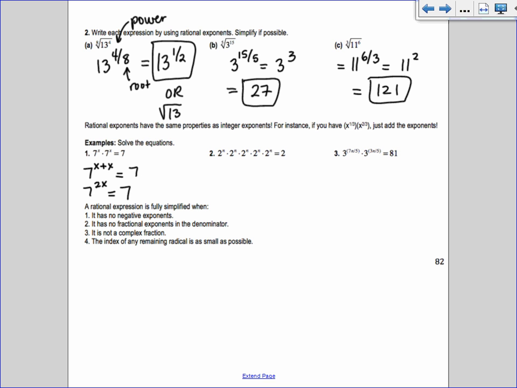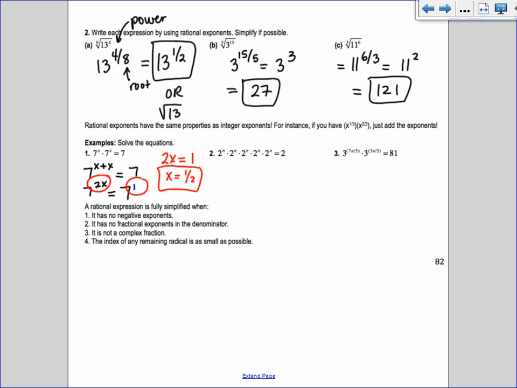What's really going to help us on these problems is if I write the right side as 7 to the 1st power. So I have 7 to a power equals 7 to the 1. Do you guys see that the 2x and the 1 have to be set equal to each other? They have to be the same thing. Otherwise, those things aren't going to be equal. So that's what we're going to do. We're going to say 2x is equal to 1. So when we divide it out, we get x is equal to 1/2.